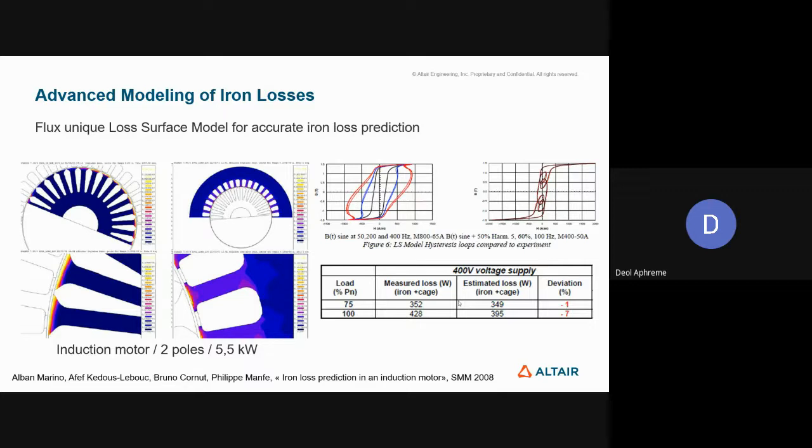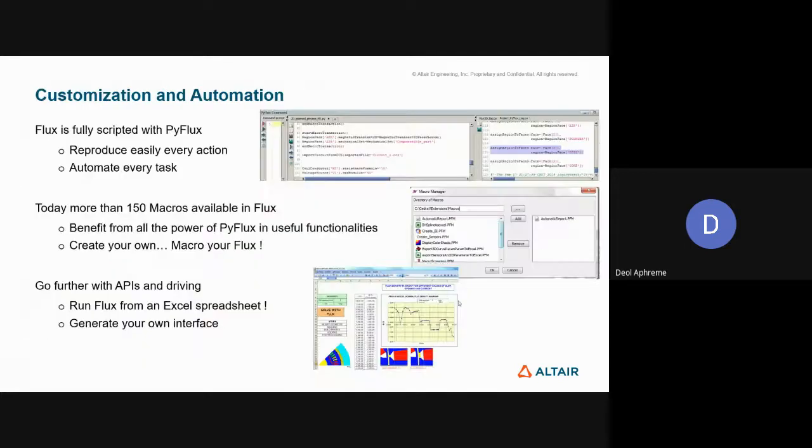So yes, we have different iron loss prediction models, like Bertotti's and the Ellis loss surface method, that you can compute for different sorts of materials.